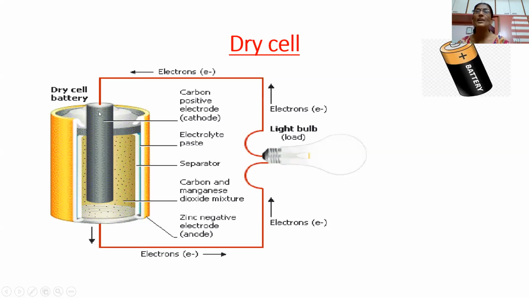Now inside this battery, we have a graphite rod. This one is the graphite rod. It is packed such that a small portion of graphite is on the top, outside. This graphite, which is the positive electrode, is the cathode, and the zinc container is known as the anode. Now this graphite rod is surrounded by an electrolytic paste, which is made up of ammonium chloride and zinc chloride.